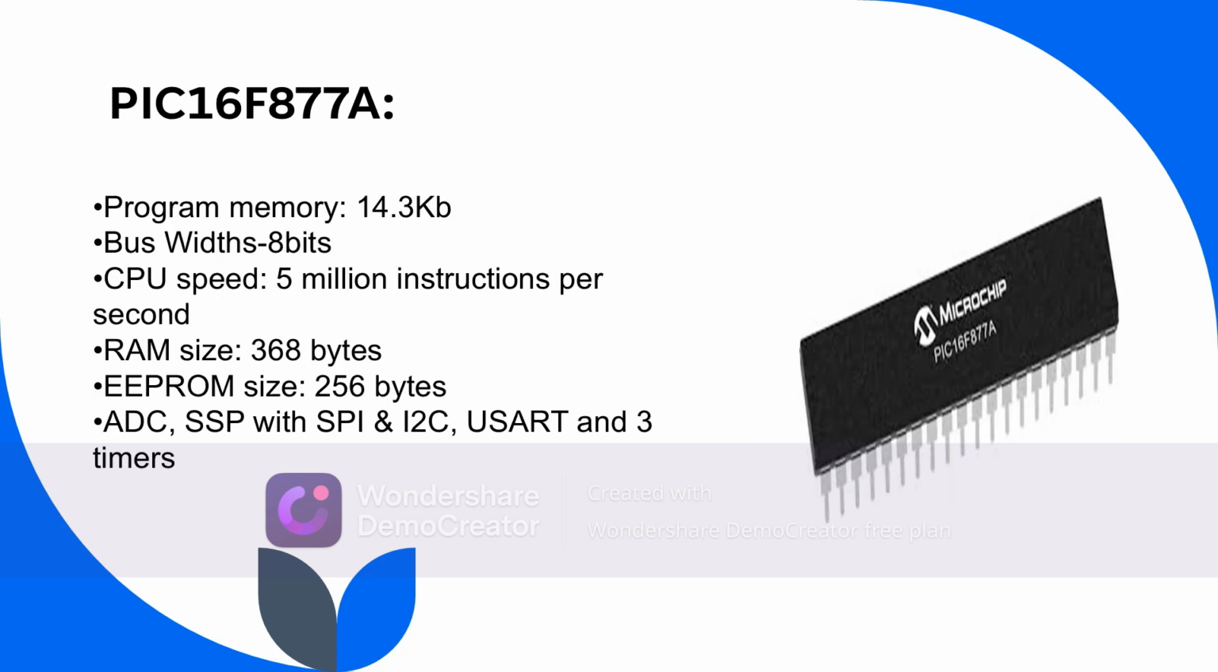We'll continue about it, and it has a program memory of 14.3 KB. Its data bus is 8 bits, and the CPU speed is 5 million instructions per second. The RAM size is 368 bytes, EEPROM size is 256 bytes, and we have several other features like ADC, SSP with SPI and I2C, USART, and 3 timers.